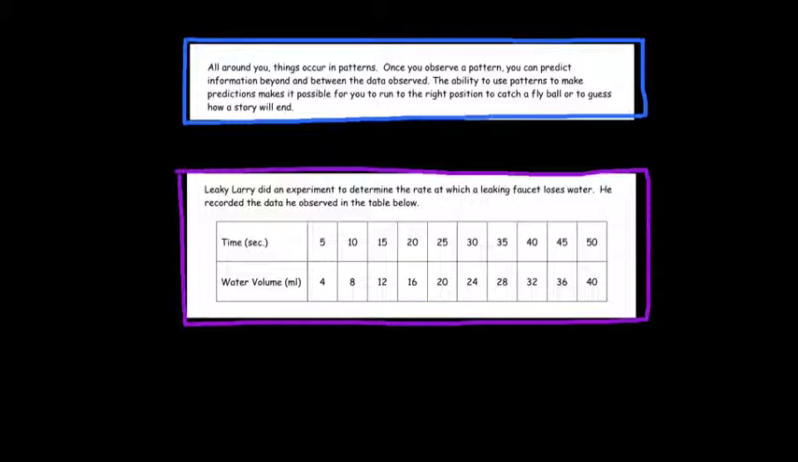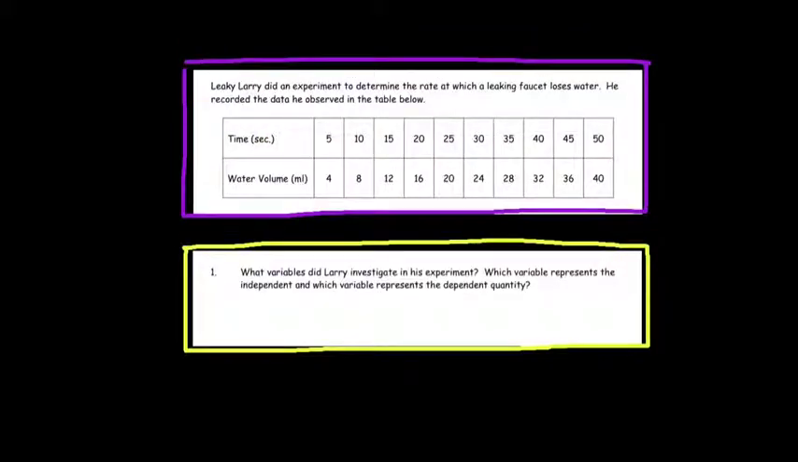If we look at time, we're going to notice that it's increasing by 5 each time. Our seconds, as we can tell by what it's being measured by, is increasing by 5. Our water volume, how much water we're ultimately losing, is increasing by 4. That means we're losing 4 milliliters for every 5 seconds. Now we're going to take this experiment, answer some questions, make a graph based on it, and then use the graph to make some predictions.